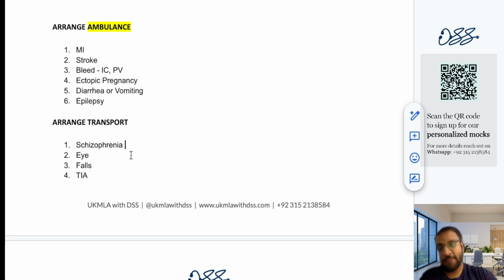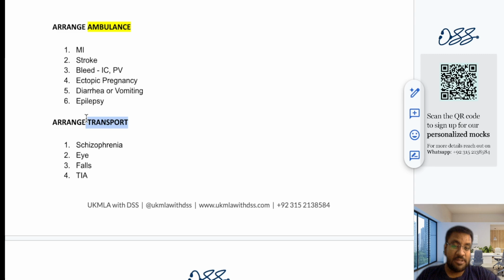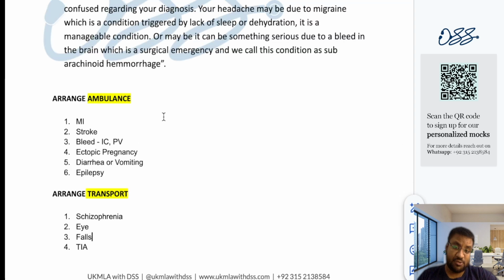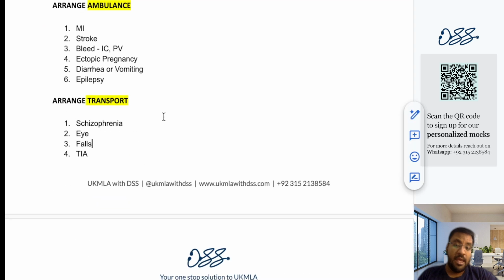And TIA. Okay, so if somebody has had a minor stroke and if the patient is not having any focal neurological deficits at that particular moment, then you may just arrange a transport for them. Okay, so why not an ambulance? Because the NHS is a government service. Okay, and an ambulance is something that does take some cost. So as a doctor, you should be aware of how you are using the NHS resources, how wisely you are using the NHS resources.